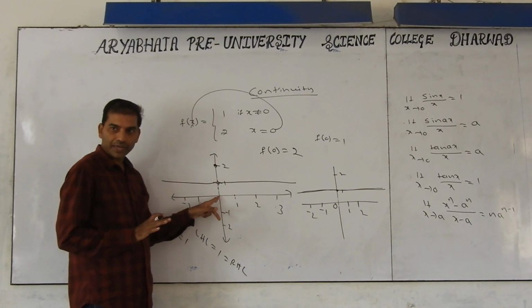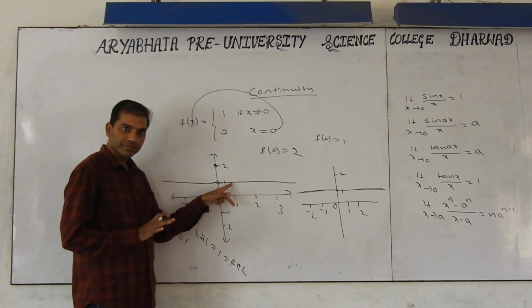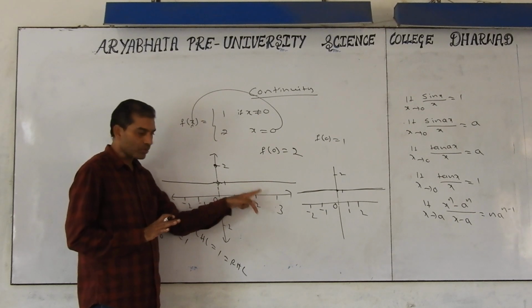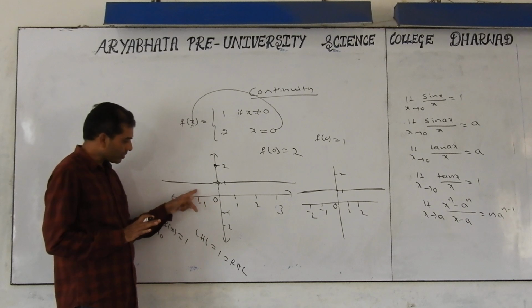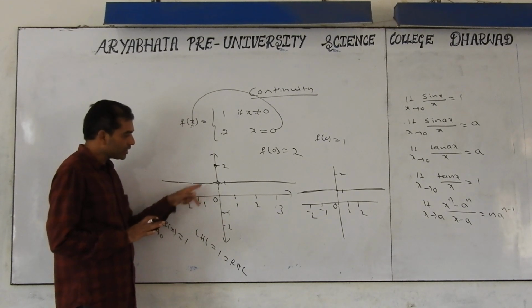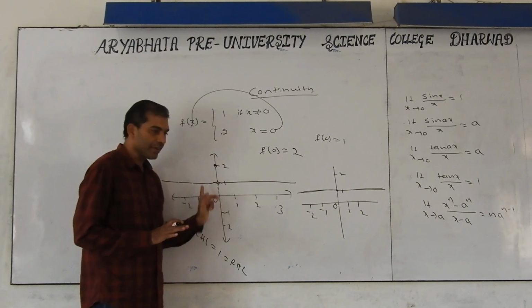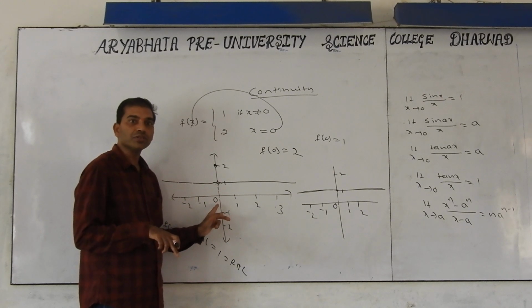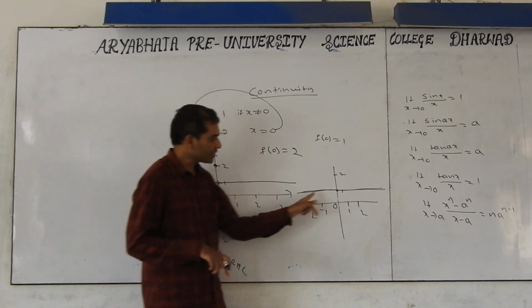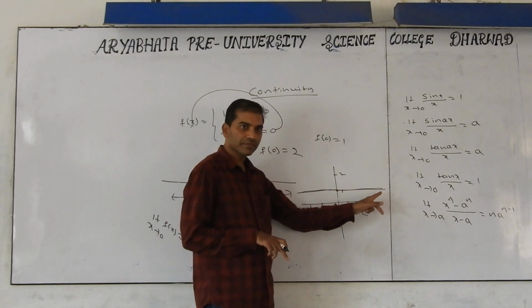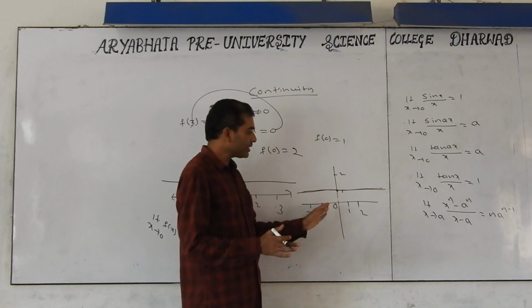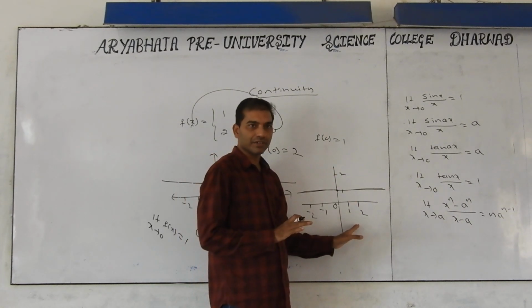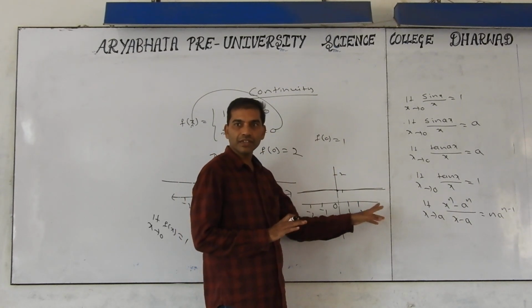This is the break. At 1, is there a break? No. At 2? No. At 3? No. At 0.1? No. No break. So this is continuous everywhere except 0. See the graph, please. Is there any break in this? No. Therefore it is continuous everywhere, meaning each and every real number.